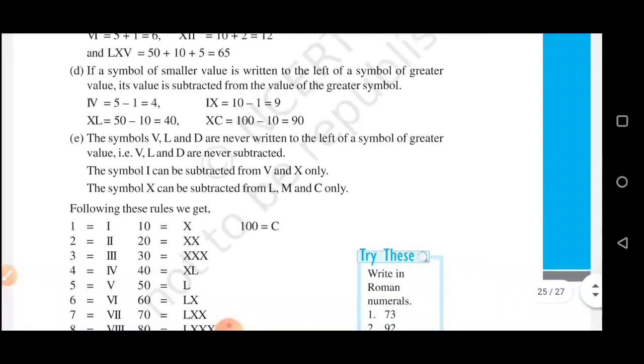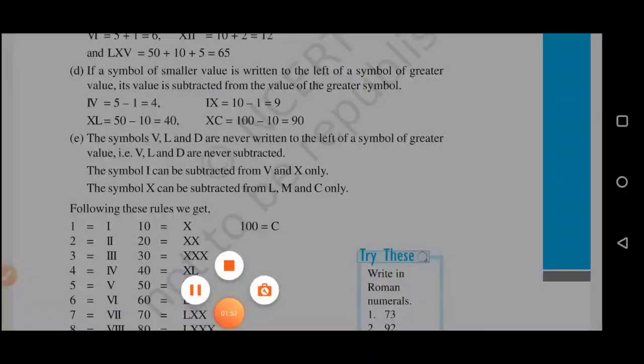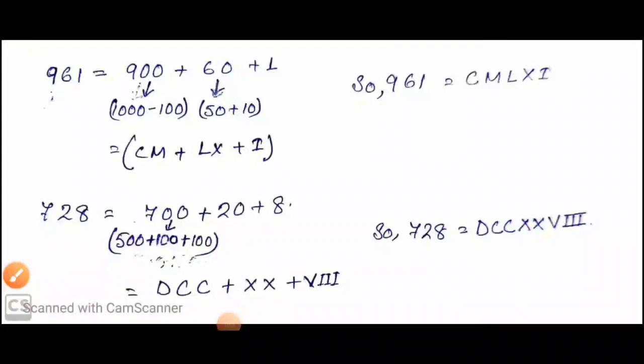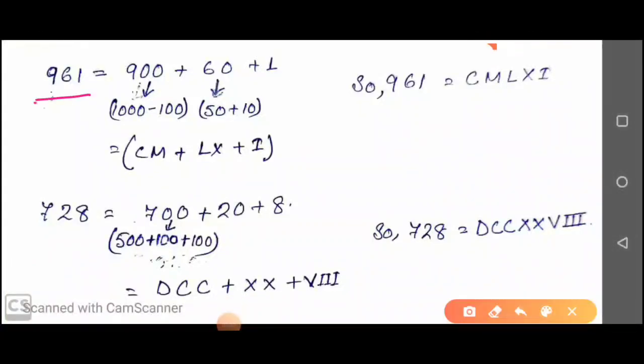Now let us take some examples to understand how to write the Roman numerals. So first of all we take the number 961. We have to write 961 in Roman numerals. So for that we can write 961 as 900 plus 60 plus 1. Now 900 can also be written as 1000 minus 100. 60 can be written as 50 plus 10.